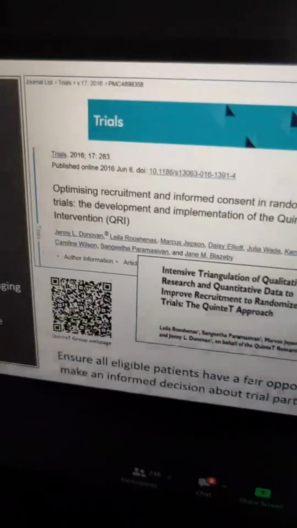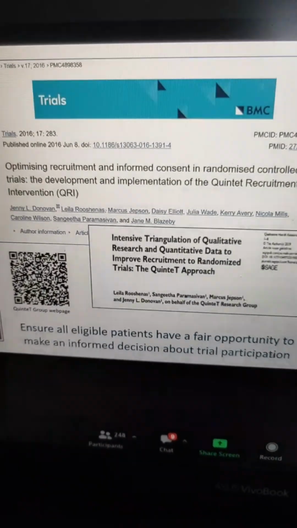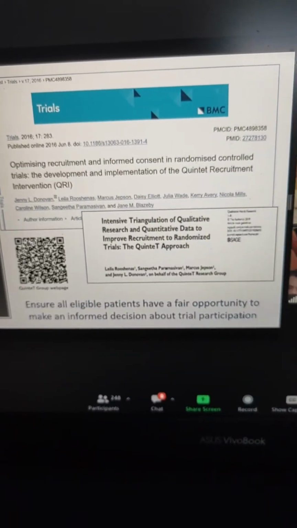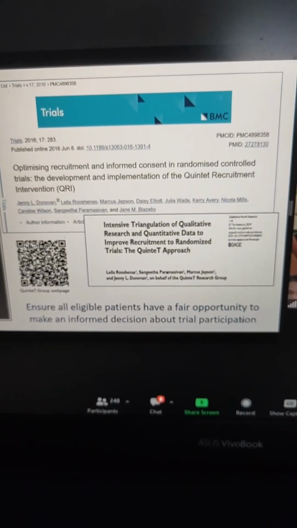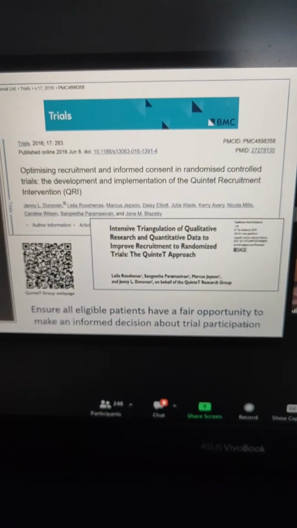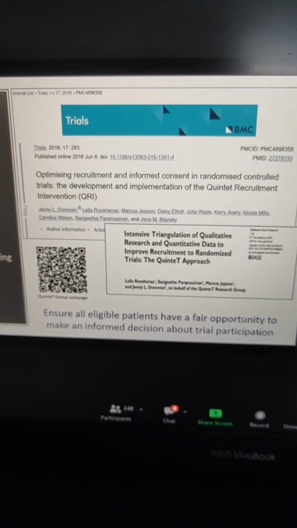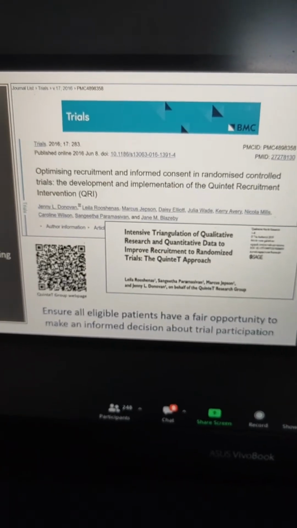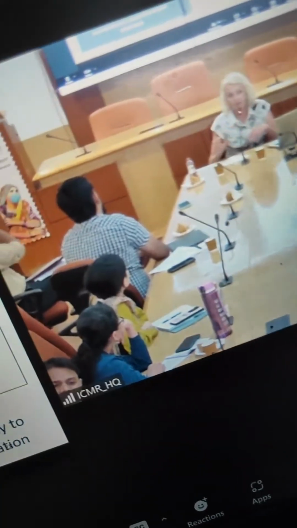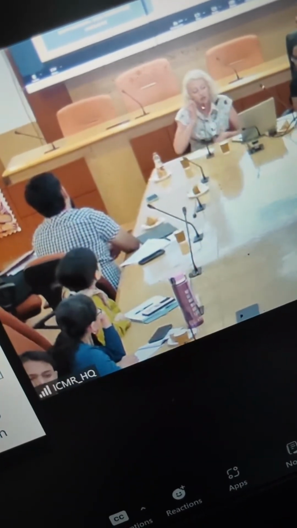So the aim of it is to really try to understand what are the core recruitment barriers, what's causing the problems, what is the bottleneck, and what can we do about that? And we want to be able to optimise recruitment and informed consent. That's our ultimate aim. And we want to be able to do this whilst the trial is underway, whilst it's actually recruiting, so to do it in real time.